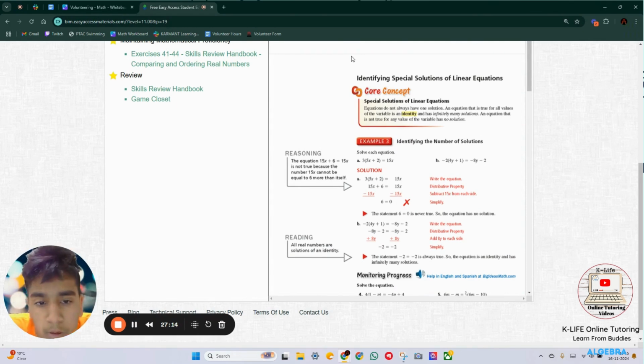Going back to the core concept of these two problems that we're going to do, it is special solutions of linear equations. Equations do not always have one solution. An equation that is true for all values of the variable is an identity and has infinitely many solutions. An equation that is not true for any value of the variable has no solution. Okay?